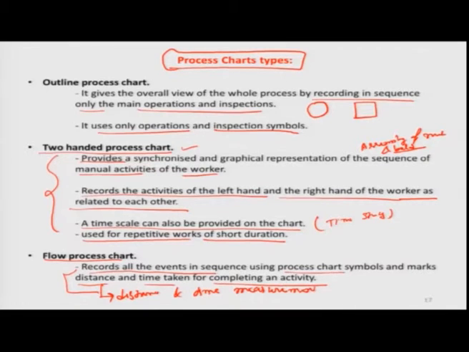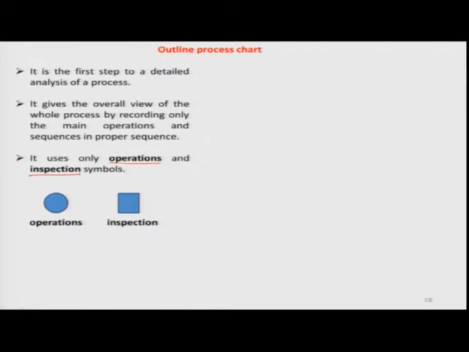Okay. So, I will explain each chart with some examples. First, I will explain the outline process chart. What is an outline process chart? It is the first step to a detailed analysis of a process, and it gives the overall view of the whole process by recording only the main operations and inspections in a proper sequence. It uses only the operation and inspection symbols, as I told you in the earlier slide.